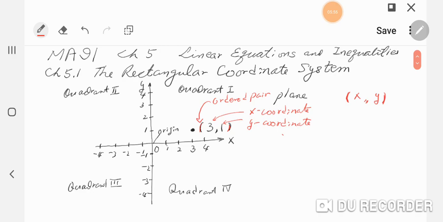So let's say, what would be the ordered pair of this point? Let's say this is point A, and this is point B. Then what is the ordered pair of this point B?